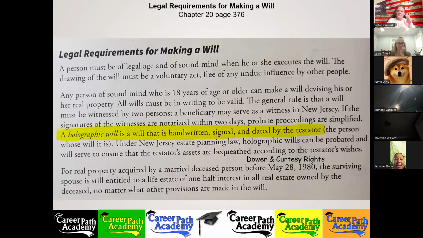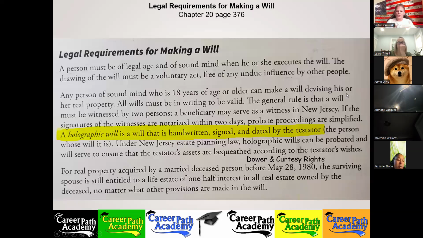If you completely write it down, this is known as a holographic will. It's a handwritten will, and it requires no witnesses to be valid. Now, you need to be at least 18 years of age and of sound mind, and it has to be a free and voluntary act. Nobody's forcing you to create a will, devising how you're going to dispose of your assets.